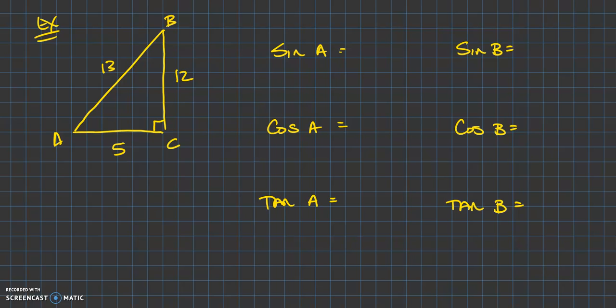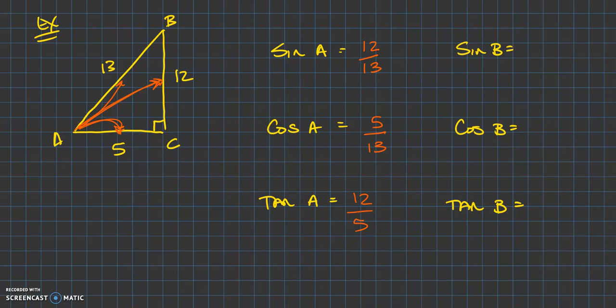All right, hopefully you have done that. The sine of A is going to be the opposite over the hypotenuse, so that's going to be 12 over 13. The cosine of A will be adjacent over hypotenuse, or 5 over 13. The tangent of A is opposite over adjacent. Now remember, that is the opposite to A, and this would be the adjacent.